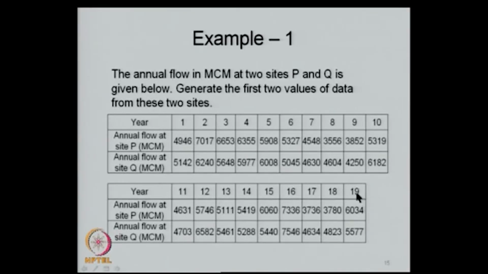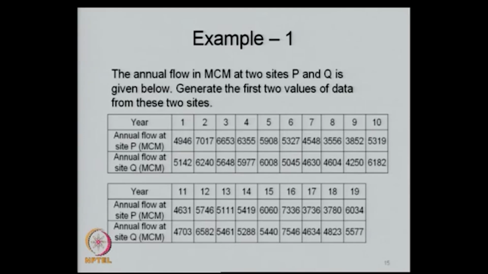There are 19 years of flows. So, you have annual flow at site P and annual flow at site Q for 19 years. Now, we will demonstrate it by just generating two values, but the same procedure you can take forward and generate for any number of values.